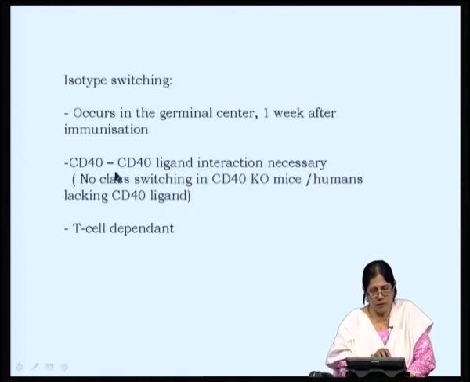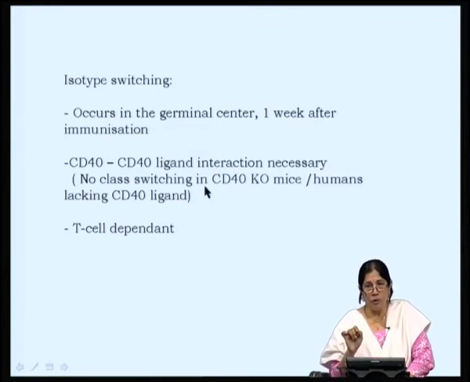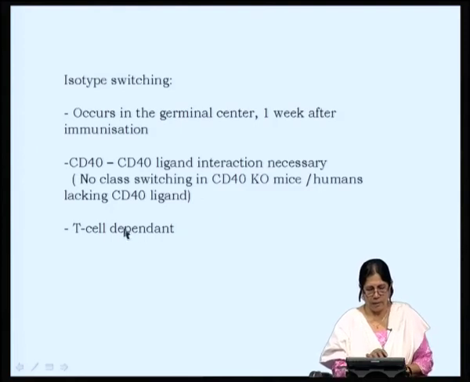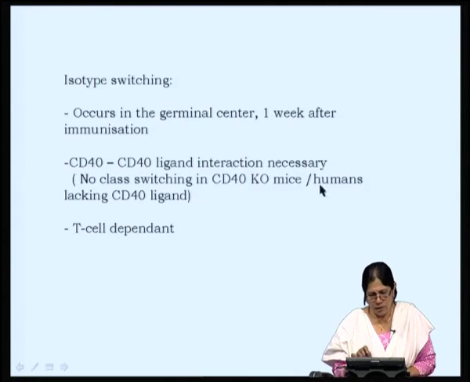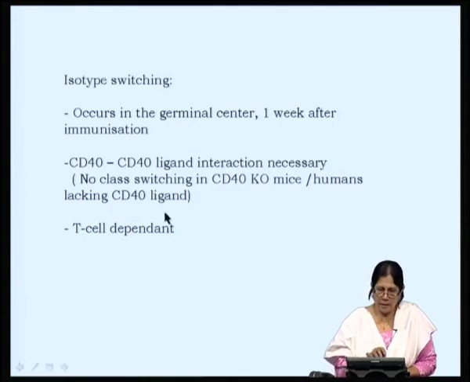If there is no CD40 ligand interaction, no class switching takes place, also no memory cell generation, and this has been shown by conditions in humans who lack CD40 ligand. Their T cells cannot make CD40 ligand, and therefore, there is no CD40 receptor ligand interaction, therefore, no memory cell generation, no class switching and no affinity maturation, because all this process is totally T cell dependent.